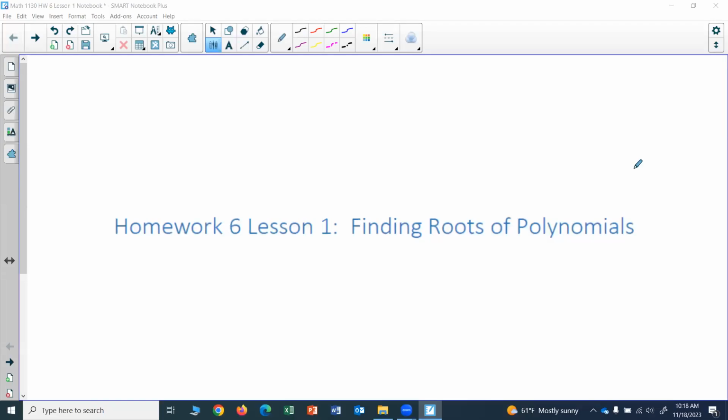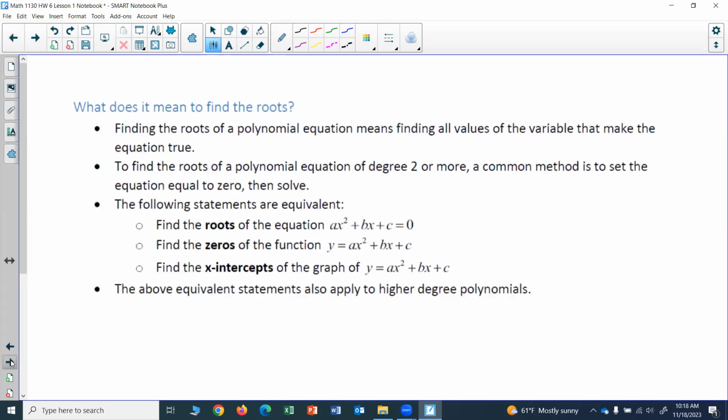This video will introduce you to finding roots of polynomials. So what does it mean to find the roots of a polynomial? Finding the roots of a polynomial equation means finding all values of the variable that make the equation true. To find the roots of a polynomial equation of degree 2 or more, a common method is to set the equation equal to 0 and then solve.